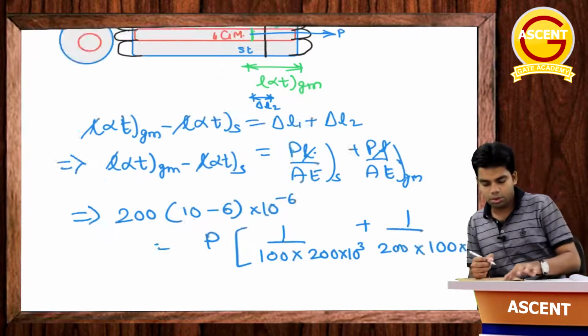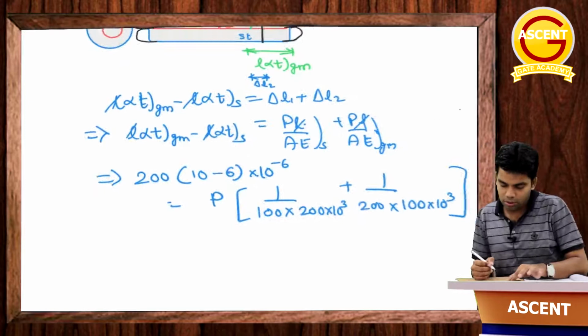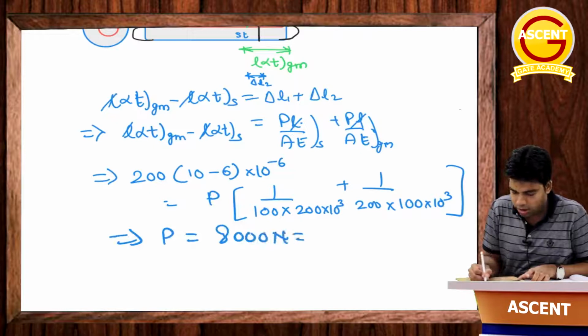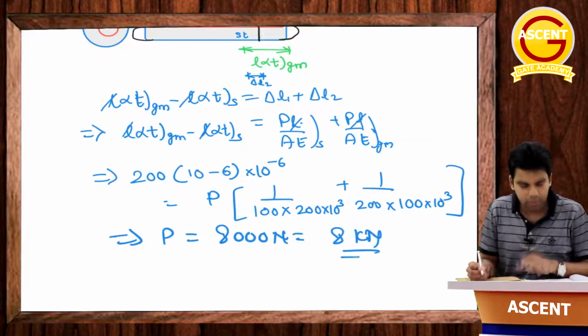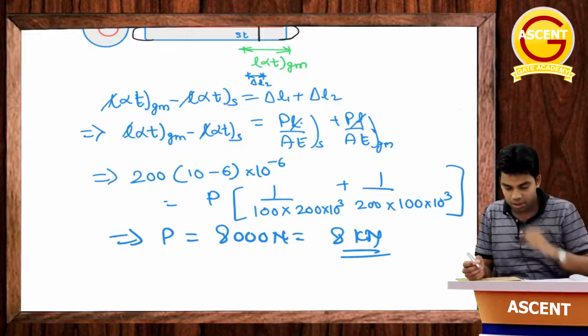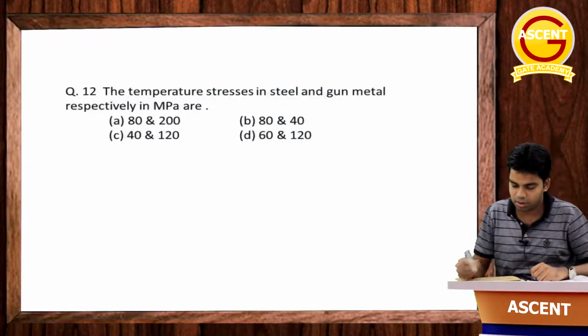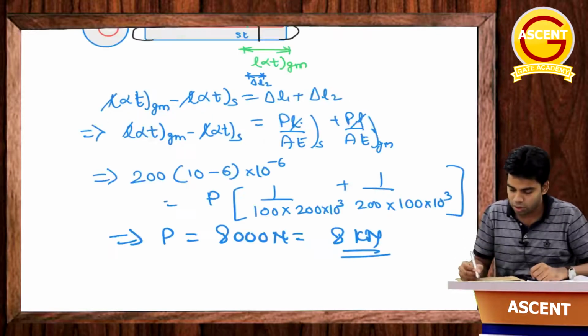Getting this amount? Okay, so from here only one unknown is there, which is P. From here you can calculate the value of P, which is equal to 8000 Newton or 8 kilonewton. Getting this or not? Okay, next, the temperature stresses in the steel and gunmetal respectively. As I told you, this was a linked question. So the force is found.